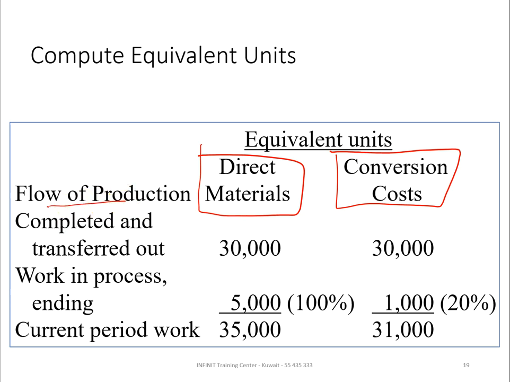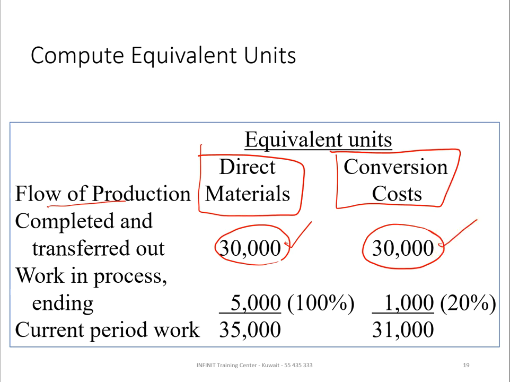Here we can see the flow of production. Completed and transferred out is 30,000 in terms of material and 30,000 in terms of conversion. How? Because we said 30,000 units are transferred out. Transferred out means all the materials are added and all the work is done. That is why it is transferred out, right? So 100% of the materials are added, so EUP is 100%. So 30,000 is the EUP for material and 30,000 is for conversion cost.